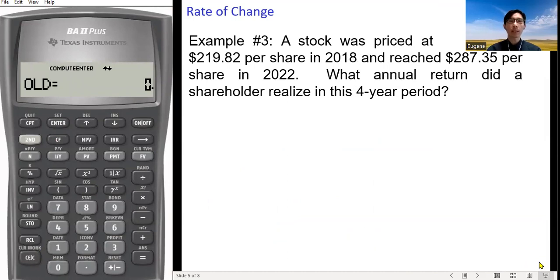A stock was priced at $219.82 per share in 2018 and reached $287.35 per share in 2022. What annual return did a shareholder realize in this 4-year period?